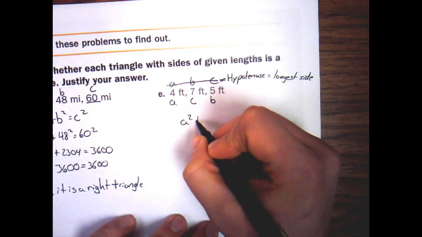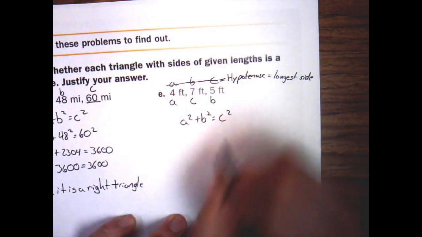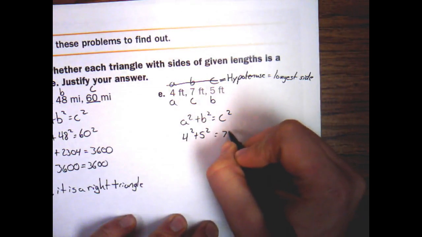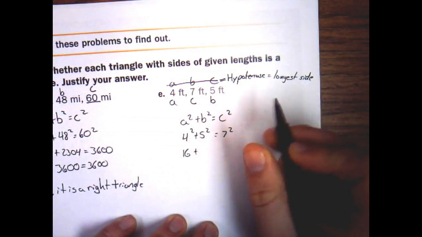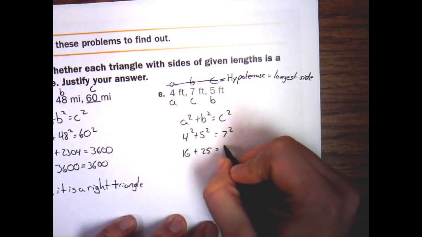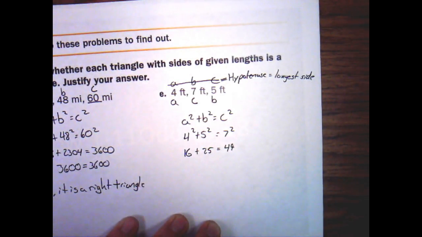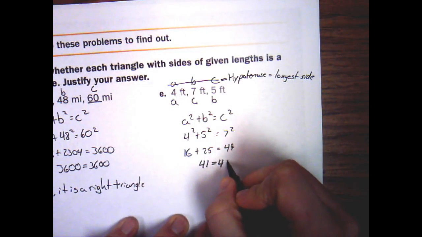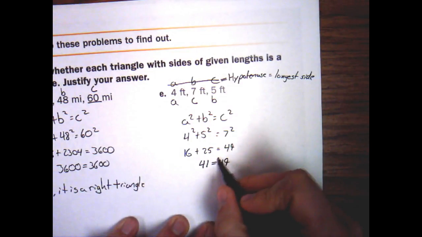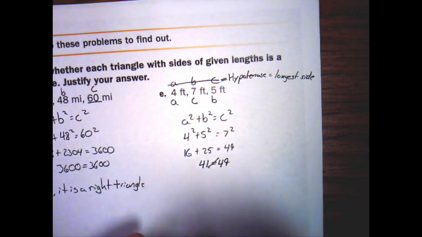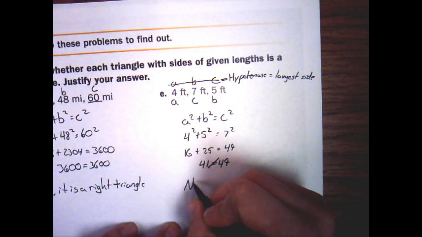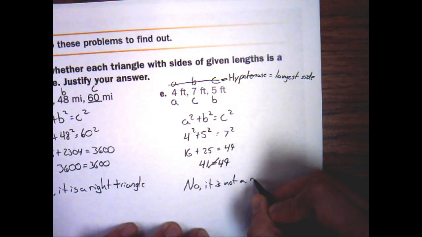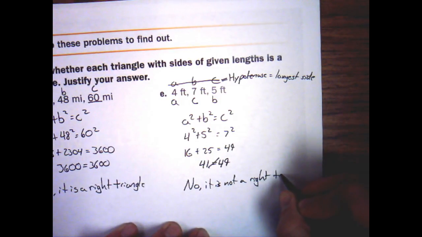Again, Pythagorean theorem, A squared plus B squared equals C squared. Okay, 4 squared plus 5 squared equals 7 squared. 4 squared is 16, 5 squared is 25, 7 squared is 49. 25 plus 16 equals 41. Does 41 equal 49? No, it does not. Okay, last time I checked, those are different numbers. So is it a right triangle? No, it is not a right triangle.